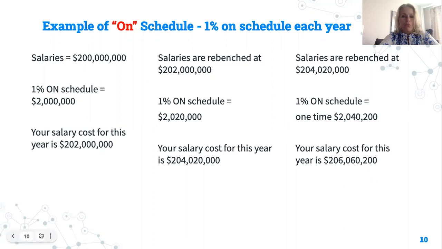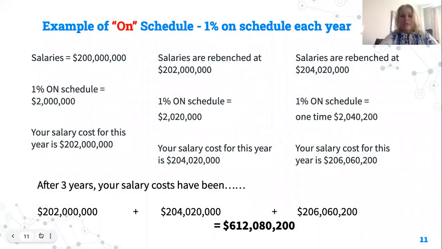Now, after 3 years, your salary costs have been 202 million plus the 204 million, 20,000, plus the 206 million, $60,200. Again, nice round numbers. But after 3 years, when you're putting everything on schedule every year, your costs for salaries for those 3 years is up to 612 million.